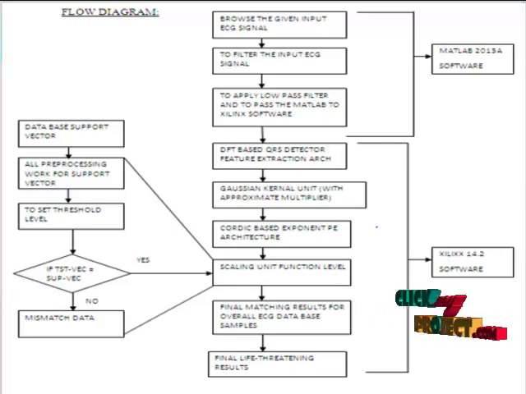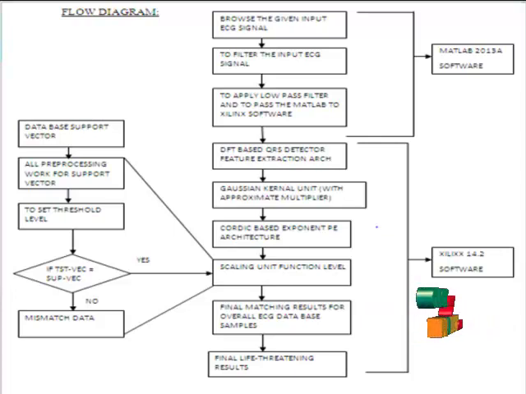So we are using MATLAB 2013, and then we go into the DFT based QRS detection feature extraction architecture. Then we use the signal processor to filter some noise. We are using the Gaussian kernel unit, the approximate multiplier, the structure of the process, and then going to the cardiac based processing element architectures. To the processing elements we give the input signals, and based on that we create the threshold value for the ECG signals of normal and abnormal persons. So we create the processing element architectures and then go into the scaling unit functions level.